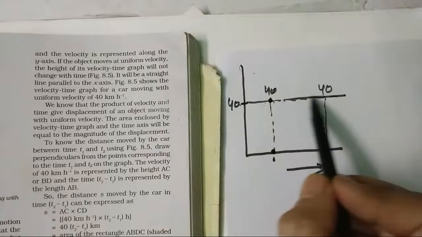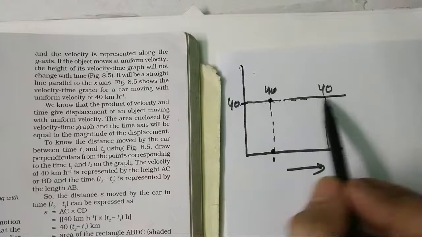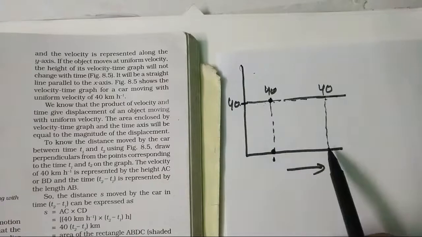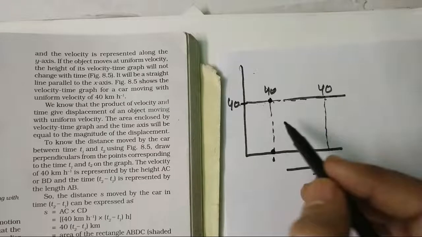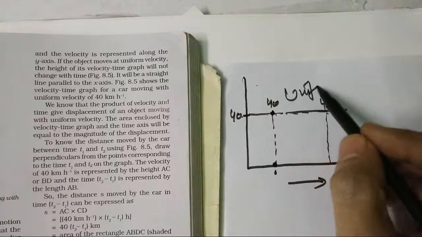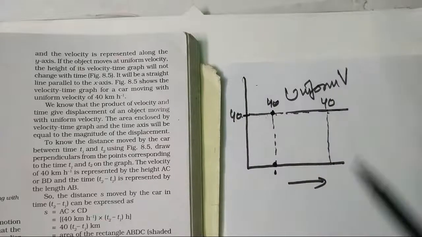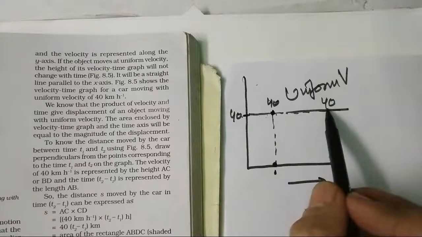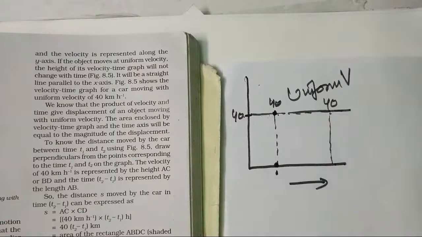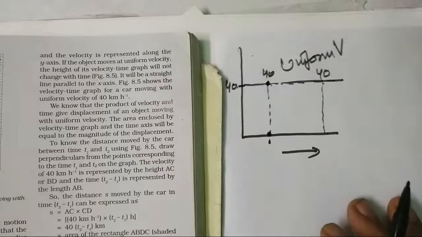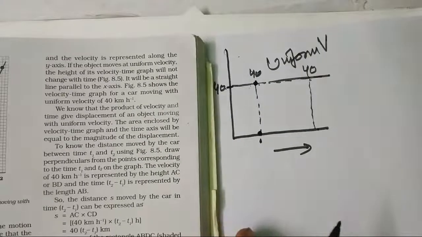So the speed of the body, which is the velocity, is 40 only. The time has increased. So this body is moving with a uniform velocity. I hope you have understood why it is uniform velocity. The velocity did not change, it remains 40. So now what is the meaning and what is the implication of this graph?